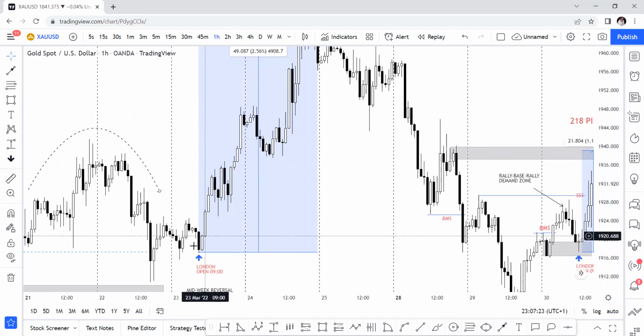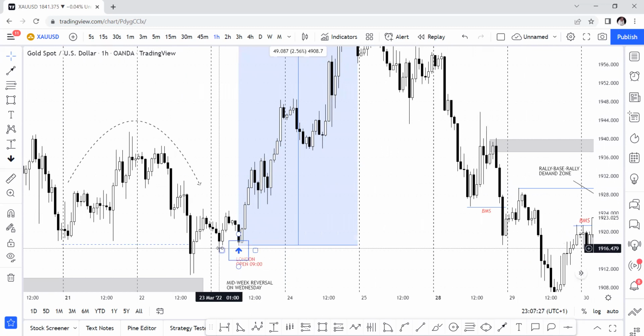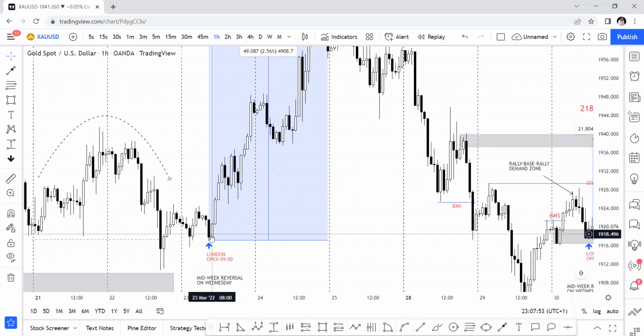Then here on the 23rd of March, price has been accumulating on Monday and Tuesday. Then we have a stop hunt on Tuesday, so we expect Wednesday to be a retest of it. Yeah, this is accumulation, manipulation, distribution. So this is Wednesday. So this distribution really started from Wednesday.